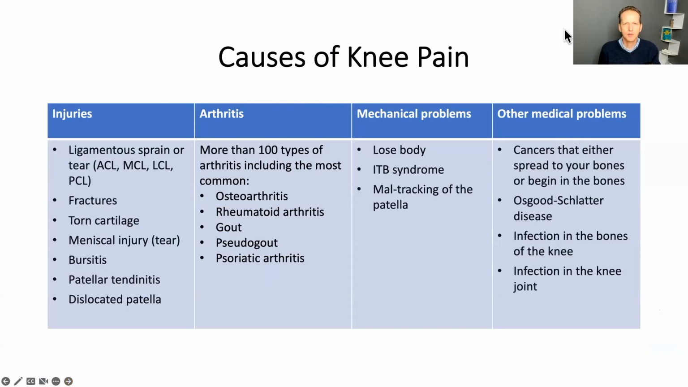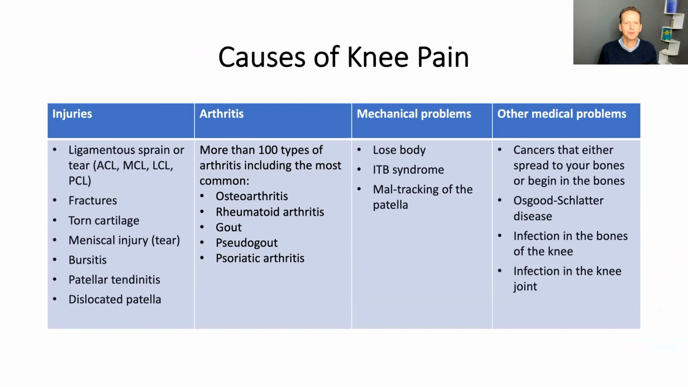Why knee pain? Why does the knee hurt? Excellent question. When you type in your search engine, causes of knee pain, most likely what you're going to get is the 4 groups of causes of pain in the knee, from injuries, arthritis, mechanical problems, and other medical problems.